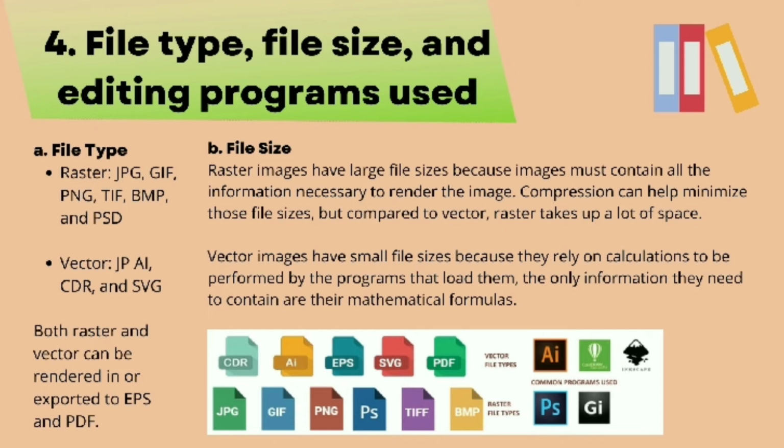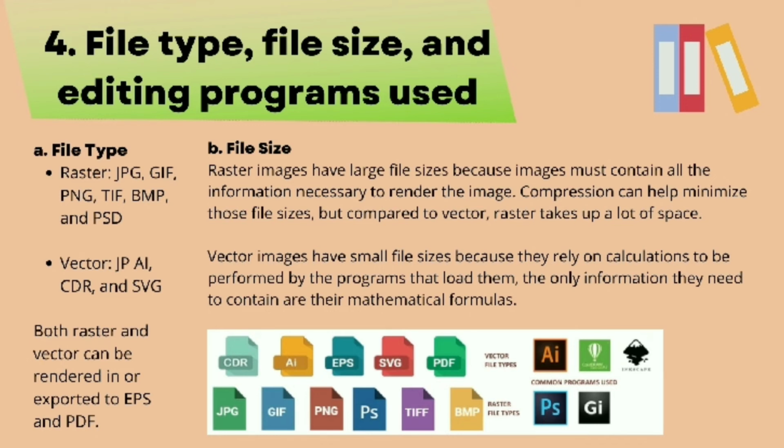them. The file types used for raster are JPG, GIF, PNG, TIF, BMP, and PSD, while the file types used for vector are AI, CDR, and SVG, but both of them can be rendered in or exported to EPS and PDF. Next is their file size. Raster images have large file size. So why is that? Because images must contain all the information necessary to render the image. Compression can help minimize those file sizes, but compared to vector, raster takes up a lot of space.